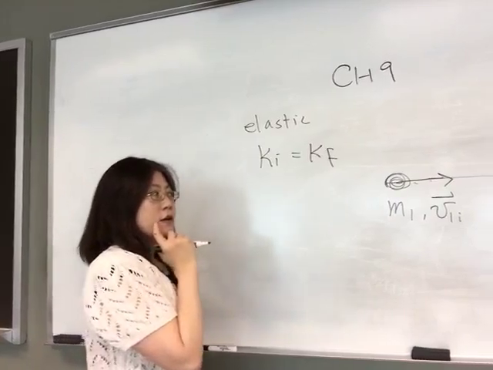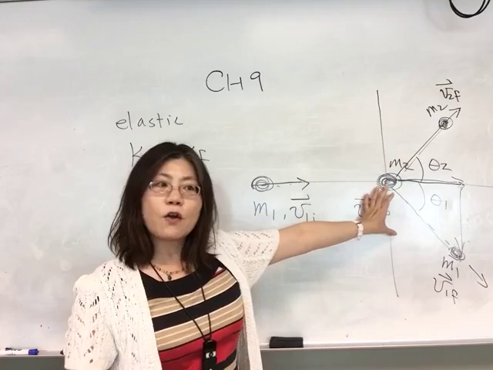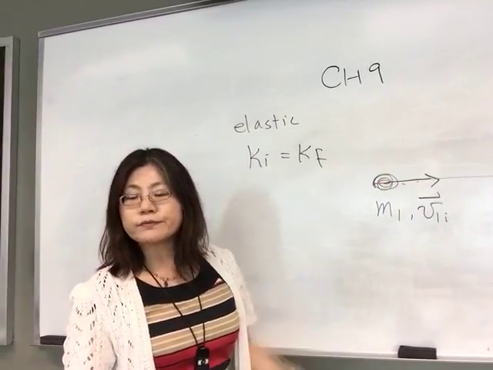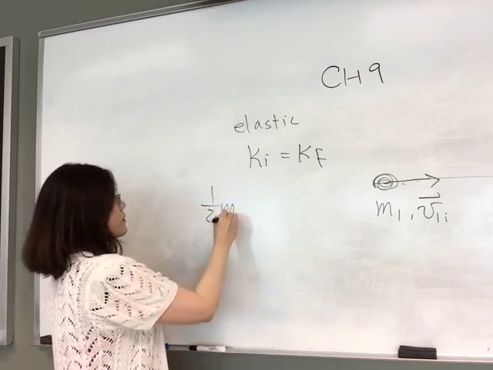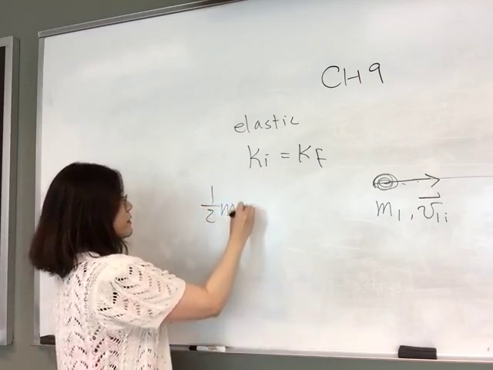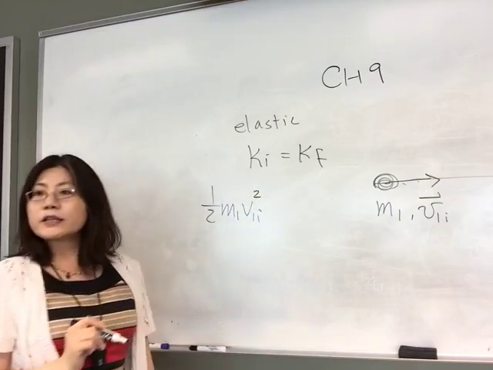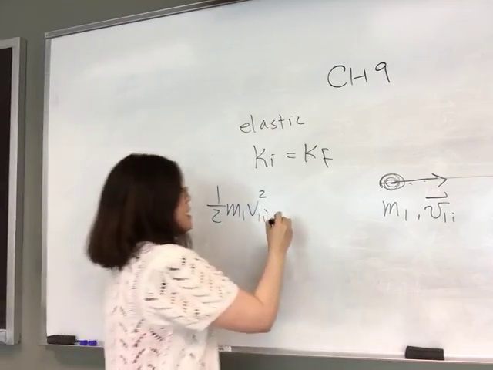Initially, this is moving. This does not move. So this has no kinetic energy. This one has kinetic energy. And what is that kinetic energy? 1 half M1 V1i squared. That's your initial kinetic energy, right?